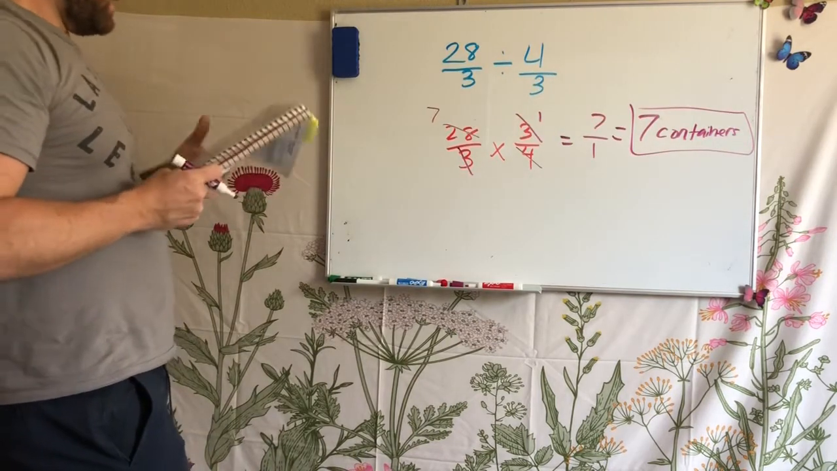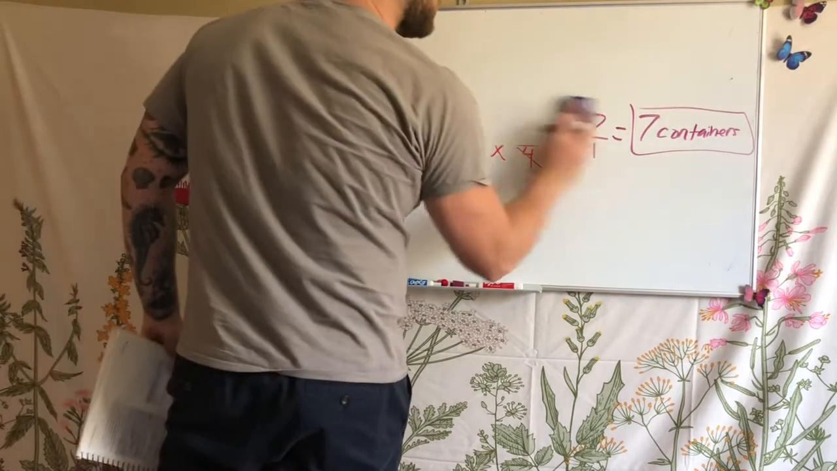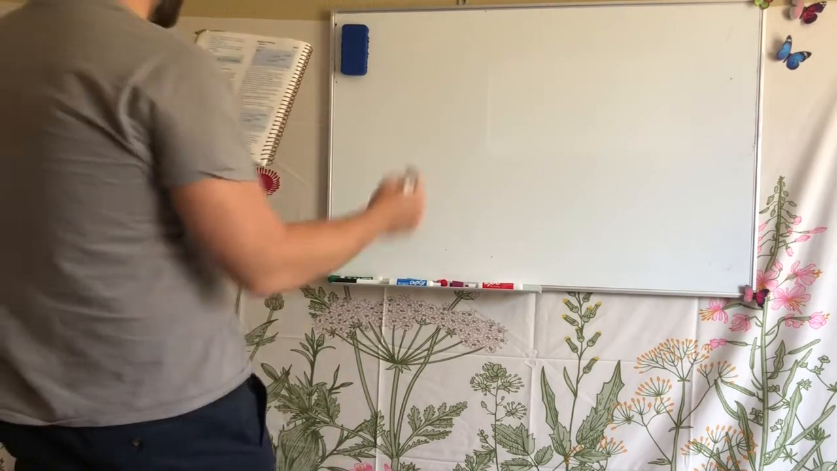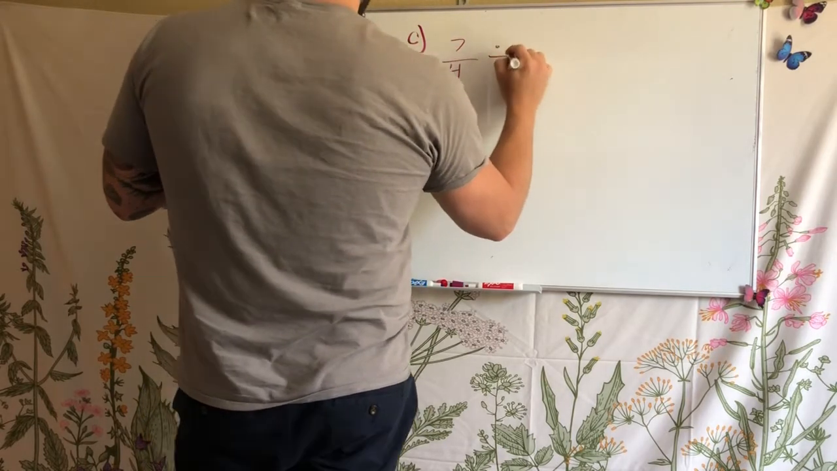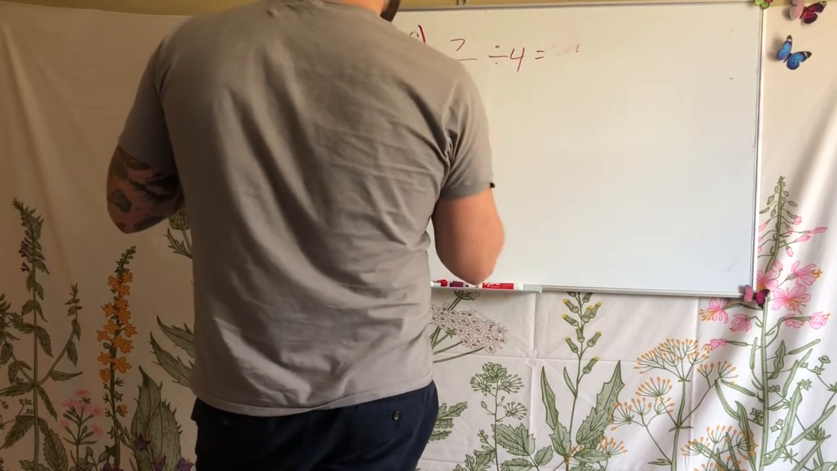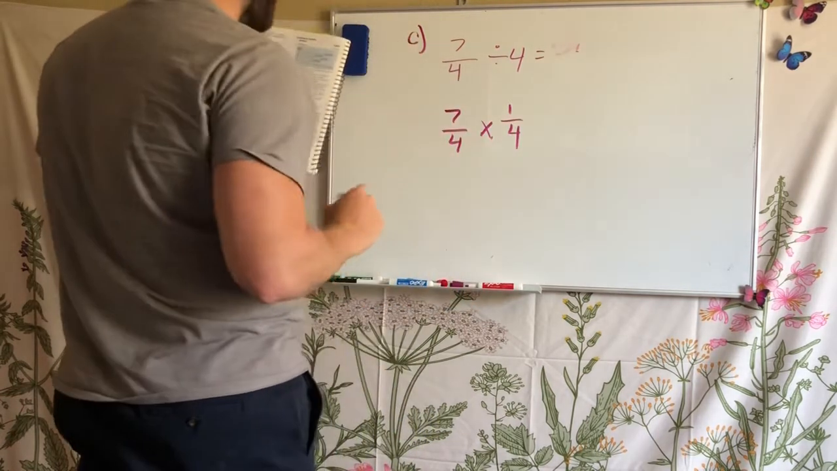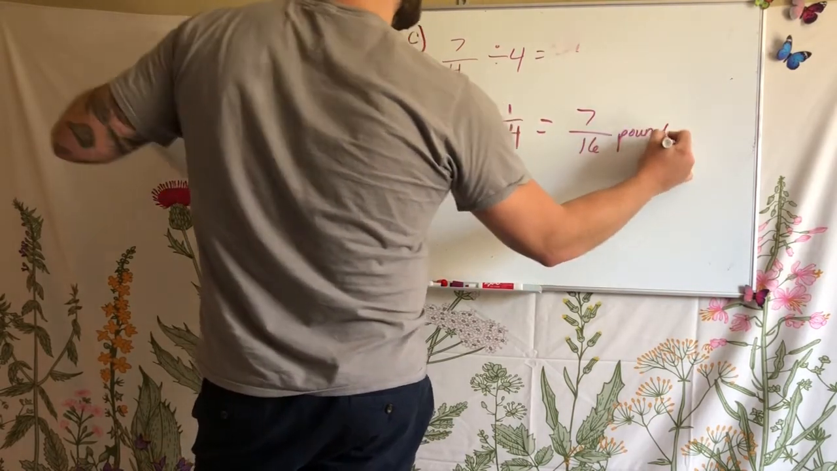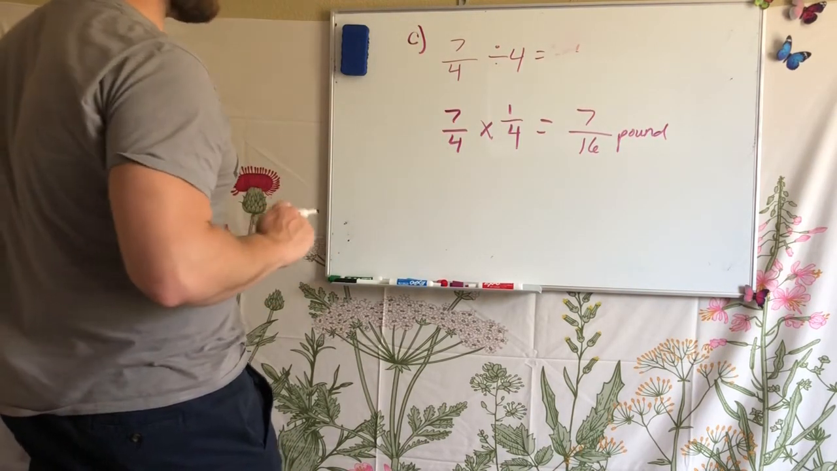All right. Now I want you to do problem C and D on your own. Pause the video and work them now. Here's what you should have. Problem C. 7/4 divided by 4 equals 7/4 times 1/4, which equals 7/16 of a pound. Don't need to do anything with that fraction. It's just how it is. Can't be simplified, and it's not top heavy.